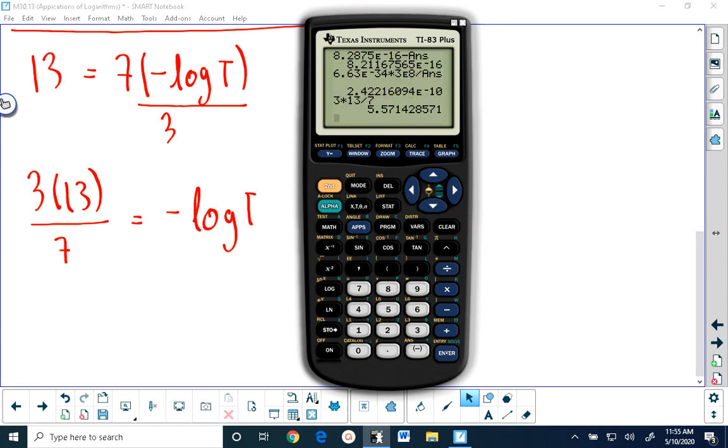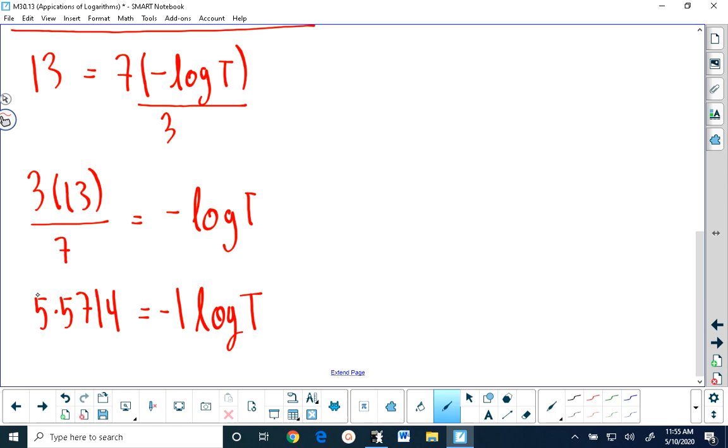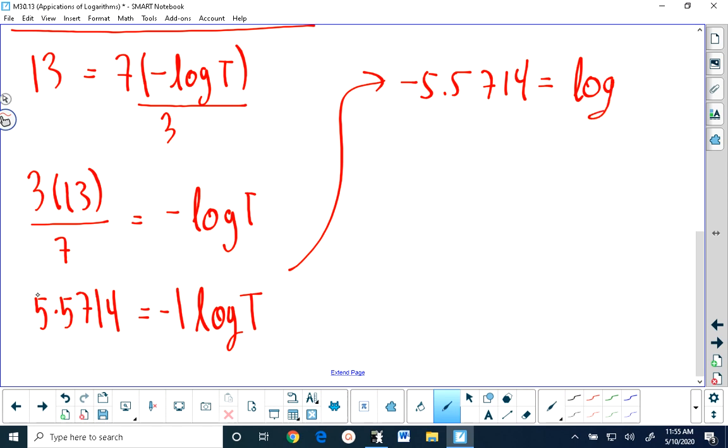5.5714 equals negative log of T, and I'm just changing the negative log of T to negative 1 times log of T. If we multiply both sides by negative 1, you get negative 5.5714 equals log of T. Now, how do we get T by itself? You get T by itself by remembering that when you see log of a variable and it doesn't tell you the base, that it's base 10, and then we convert it from logarithmic to exponential.